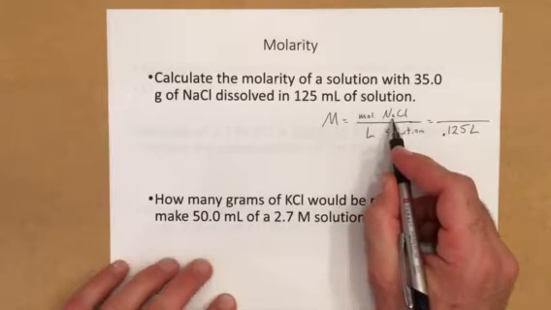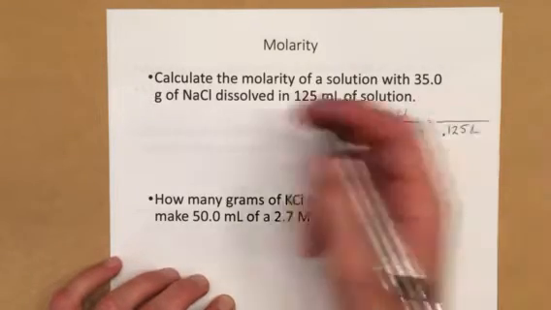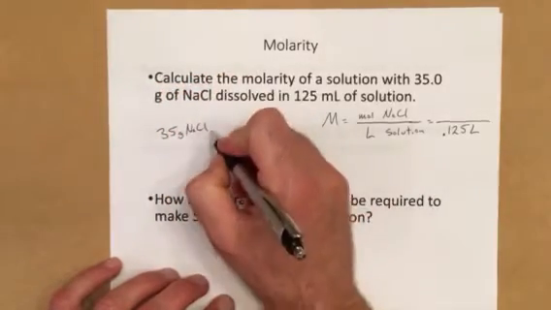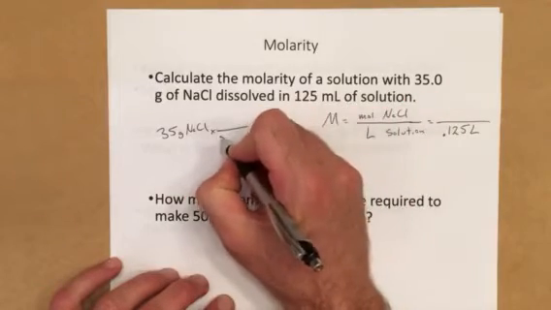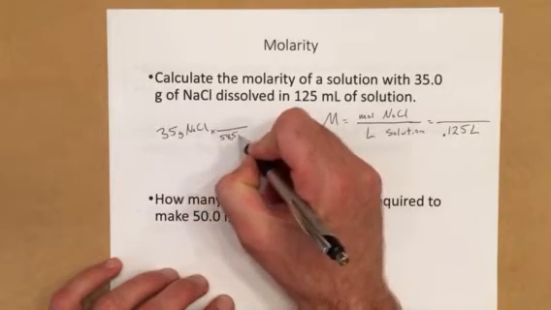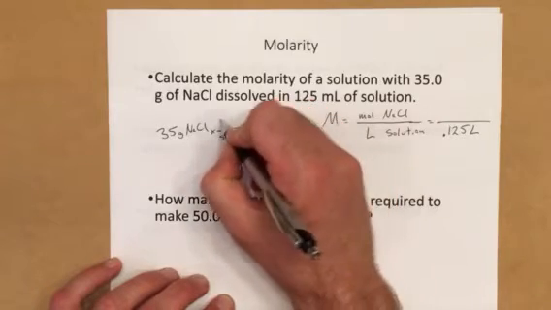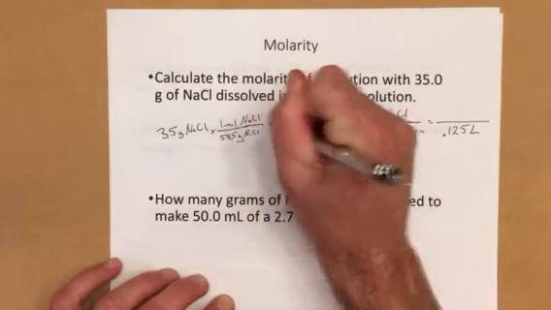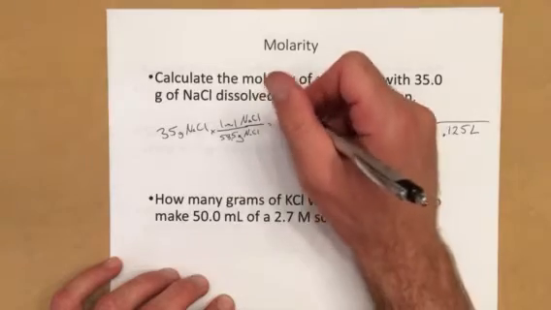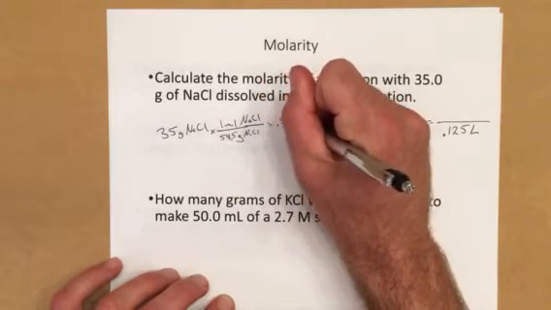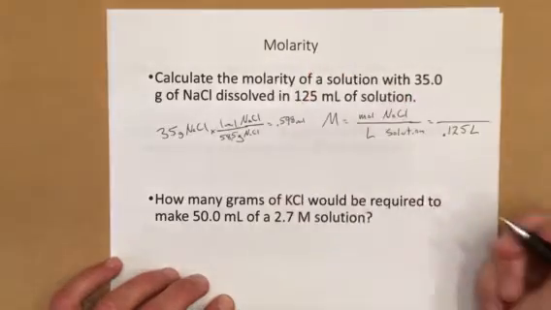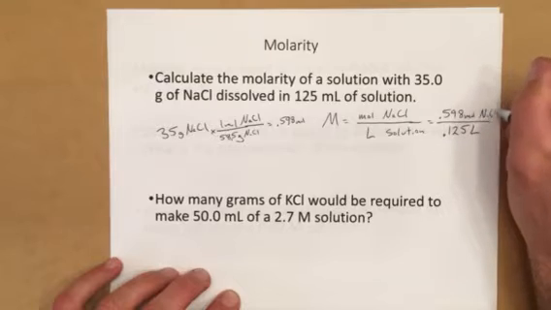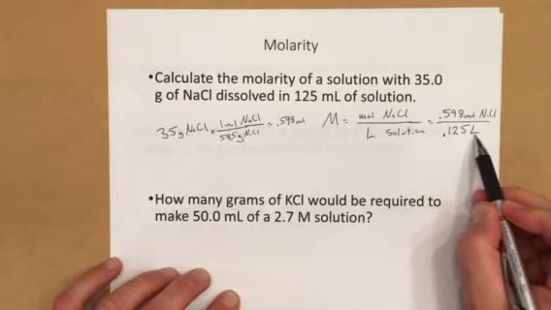And then we need moles of sodium chloride. We're given grams of sodium chloride, so we'll need to convert that from grams to moles. So we have 35 grams of NaCl. We'll change that into moles using its molar mass. So 58.5 grams of NaCl for every 1 mole of NaCl. And that's going to give us 0.598 moles. Okay. So we have 0.598 moles of NaCl for every 0.125 liters of solution.